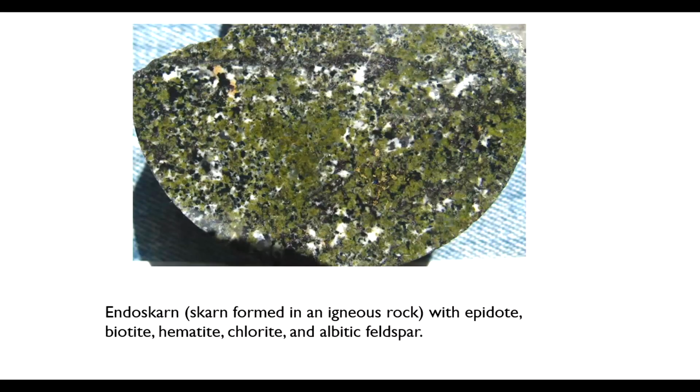Here's an example of an endoskarn, so the internal skarn to the system. In this case we have epidote, biotite, hematite, chlorite, albite. And so it has a similar process, but we're starting from a silicate base instead of a carbonate base. So we're less likely to see as much calcium carbonate assemblages.